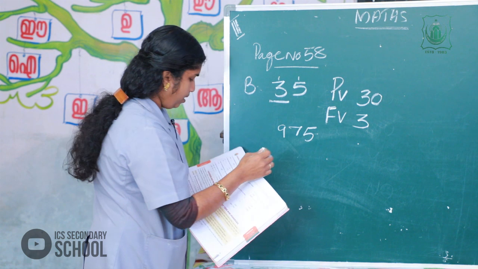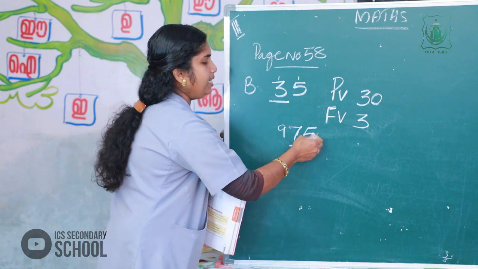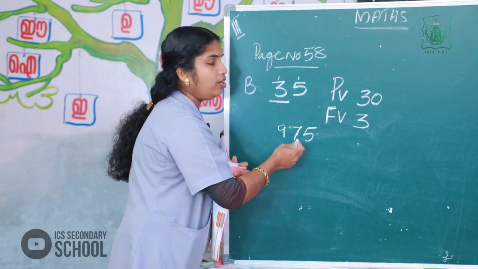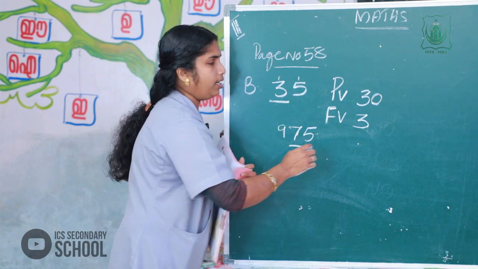Next, the second one. 975. The underlined number is 7, in the 10 place. So the place value of 7 is 70 and the face value of 7 is 7 only.